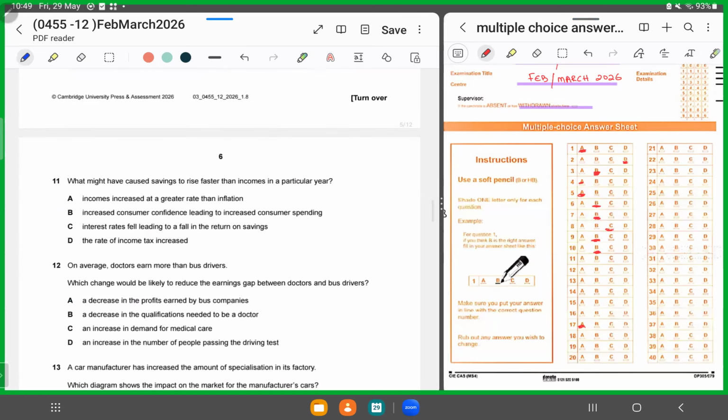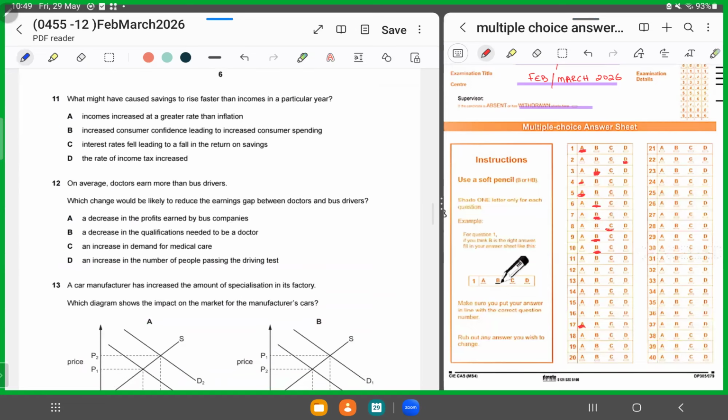Moving forward, MCQ number 11. What might have caused savings to rise faster than incomes in a particular year? Now, why do you think that even though incomes were rising, yet savings rose at a rate higher than incomes? A says incomes increased at a greater rate than inflation. B says increased consumer confidence leading to increased consumer spending. C says interest rates fell leading to a fall in the return on savings. D says the rate of income tax increased.